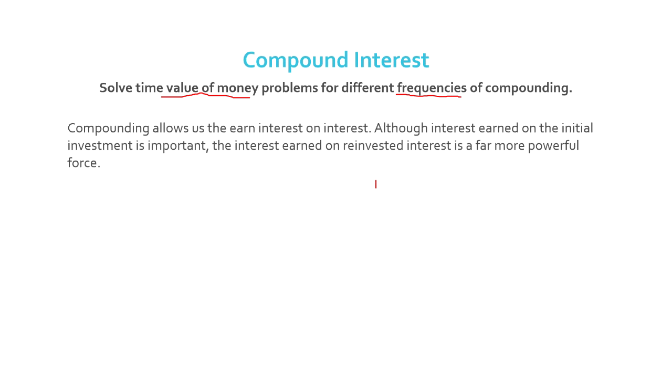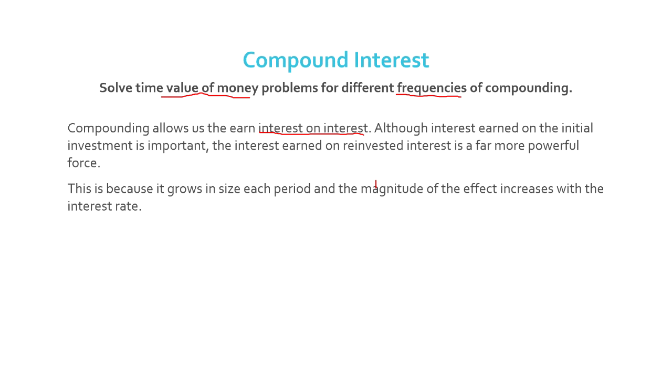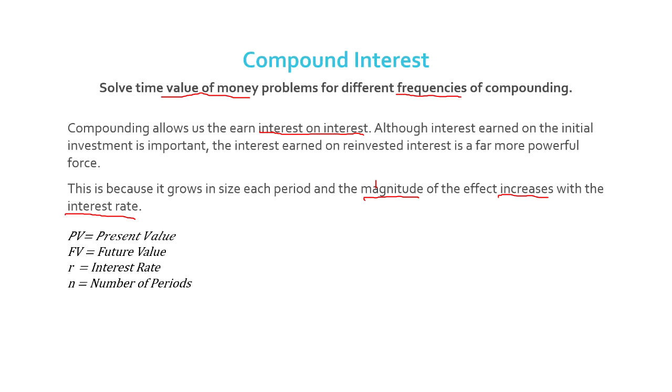Compounding allows us to earn interest on interest, and although interest earned on the principal is important, interest earned on reinvested interest is a far more powerful force. This is because it grows in size each period, and the magnitude of this effect increases with the interest rate, which is important to note. So the higher the interest rate, the greater the compounding effect.